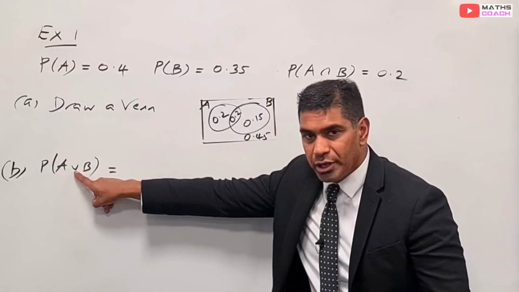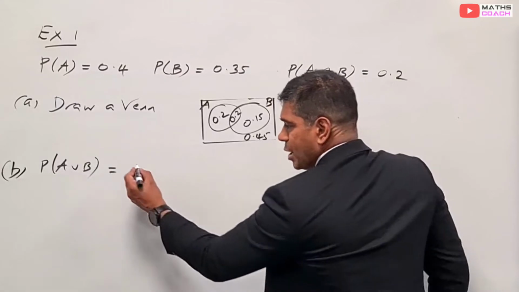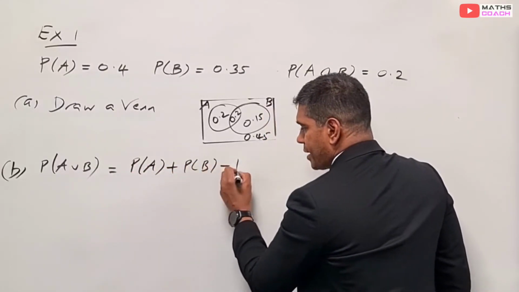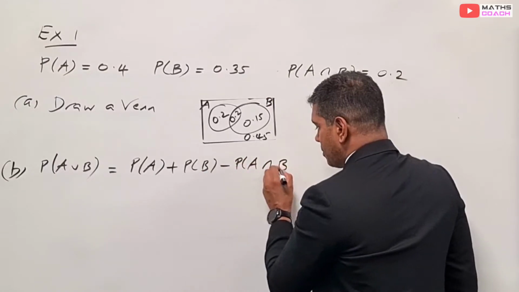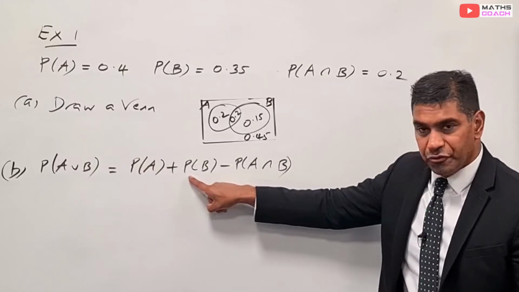As soon as you see a union there, we apply the addition rule. So this must be associated with this formula here: probability of A plus probability of B minus probability of A and B. Just remember, A union B, addition rule.